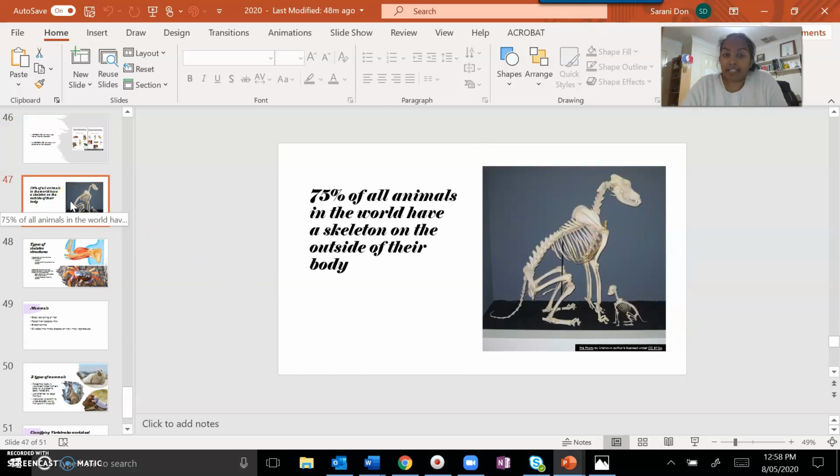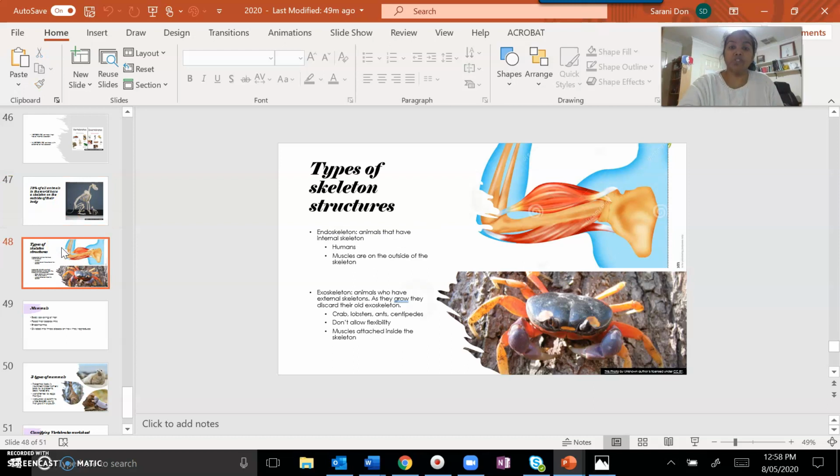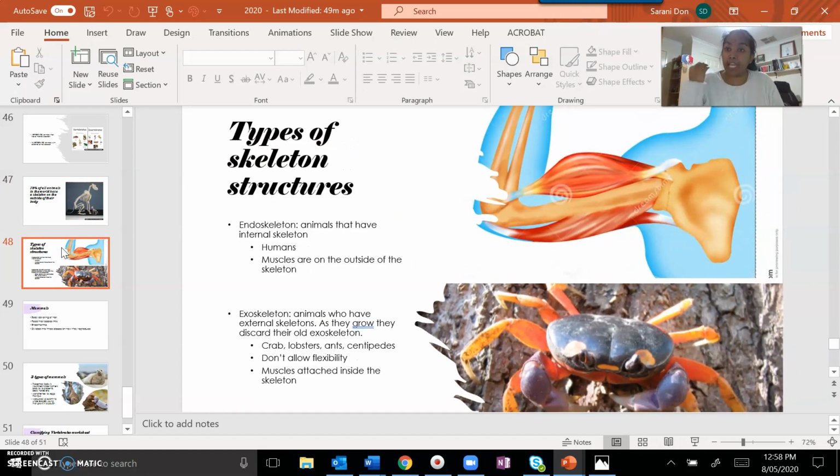This is a fact: 75% of all animals in the world have a skeleton on the outside of their body. That's a lot of animals around the world. As humans, we are animals too, and our skeletons are on the inside, with muscles around them. But some animals have it on the outside. The next slide is going to go through two new words, endoskeleton and exoskeleton. They are the two types of skeletons you can have.